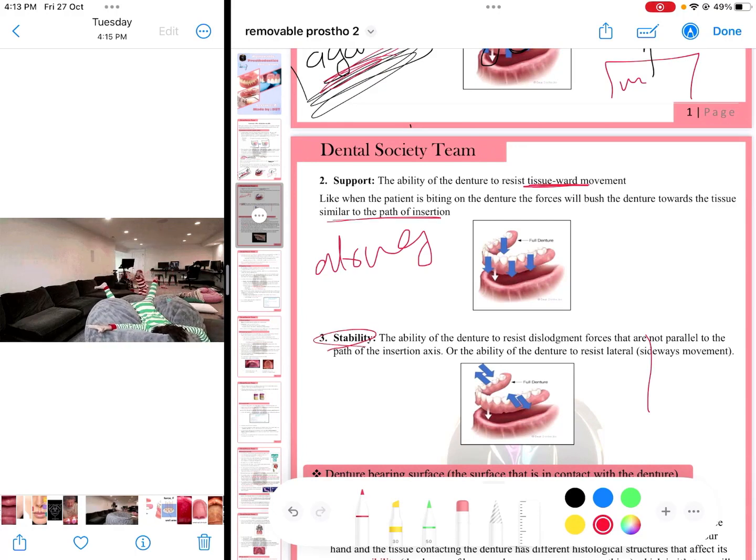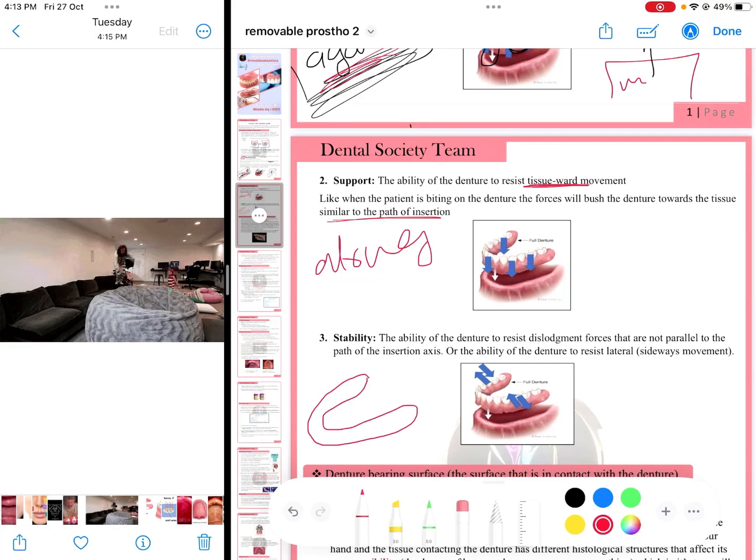Here, stability is the ability of the denture to resist forces that are not parallel to the path. But how are they? They are lateral, coming from side to side. Okay, lateral forces. Here is the ability to resist this lateral or sideways movement. So if you are wearing a denture, for example this is the mandible, and you are wearing a denture like this above it, I don't want my denture to rock, meaning I don't want it to move right and left, to move like this. I don't want my denture to rock. So this is the rocking movement.